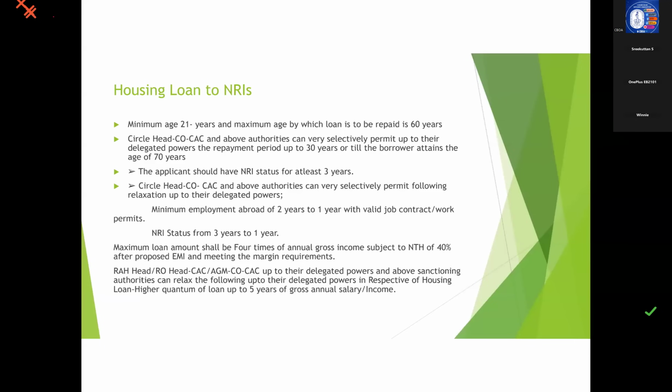Repayment up to 70 years can be given instead of 60 years by circle head, and NRI status and employment period can be relaxed up to 1 year by circle head, and the loan quantum calculation can also be increased from 4 times to 5 times by RH head and above authorities. Okay, so that is about housing loan scheme to NRIs.